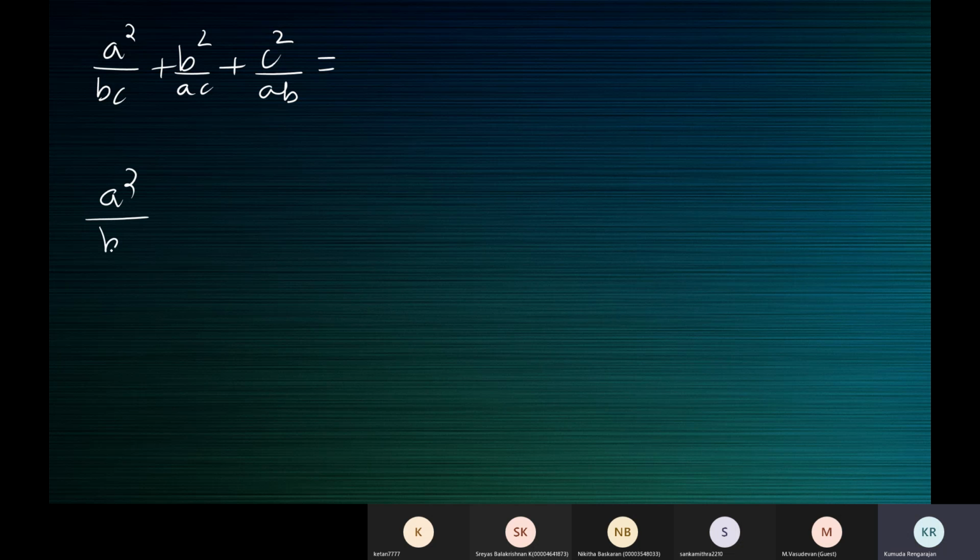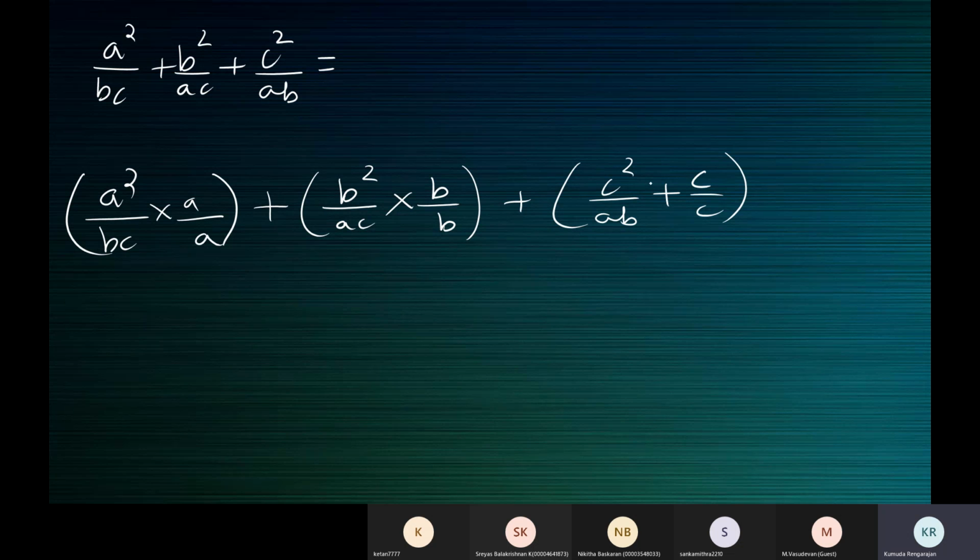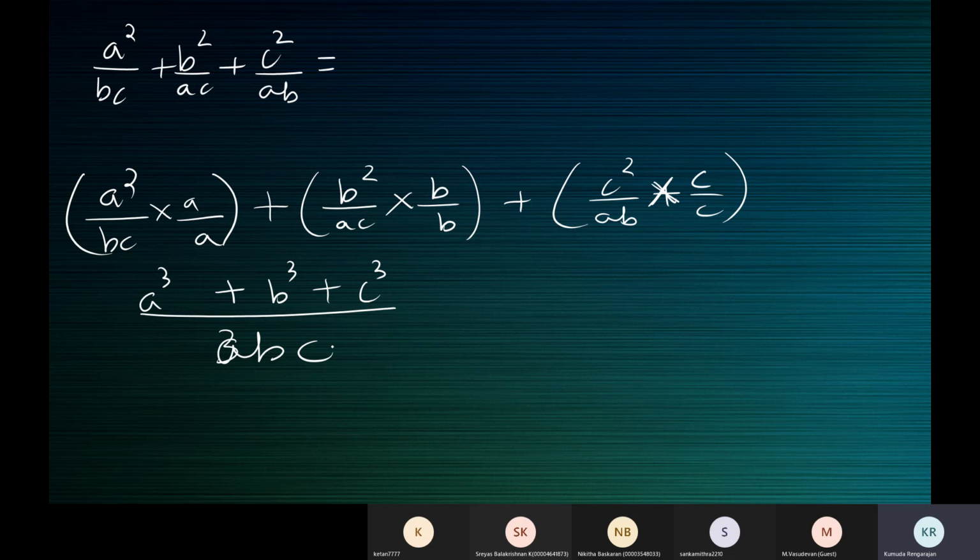A square by BC into A divided by A. So it's like you're multiplying by 1. Am I writing your idea correctly? Yes, ma'am. You're right. So you're multiplying by 1. Okay. So then this becomes A cubed by ABC plus B cubed by ABC plus C cubed by ABC. So that becomes A cube plus B cube plus C cube divided by ABC. Next.